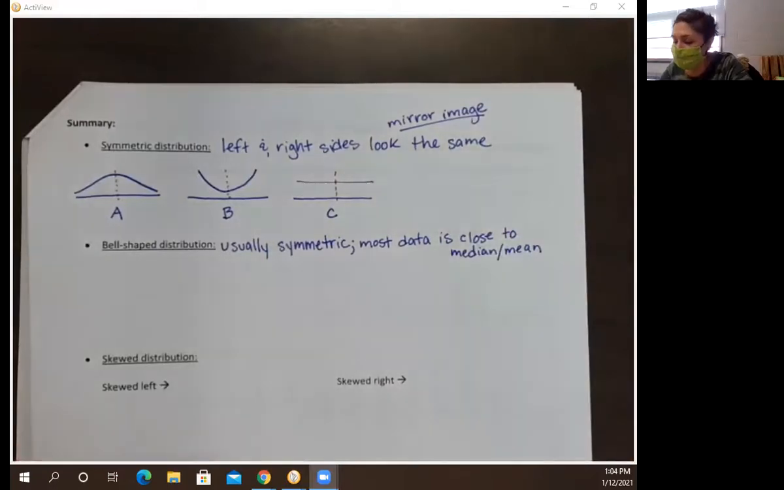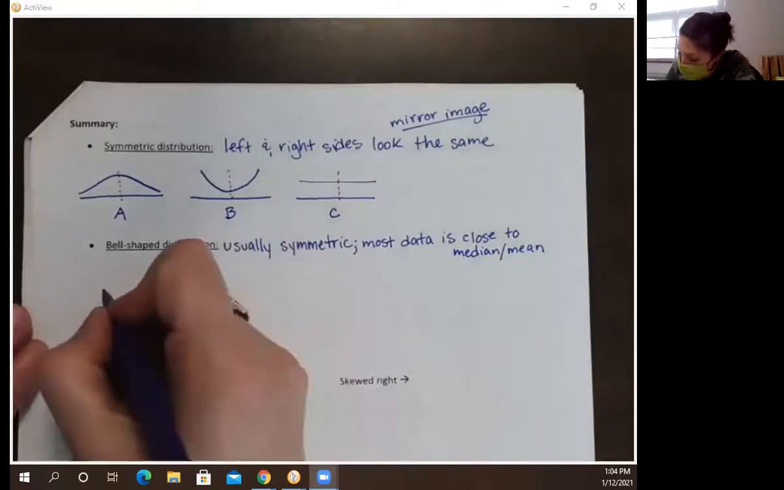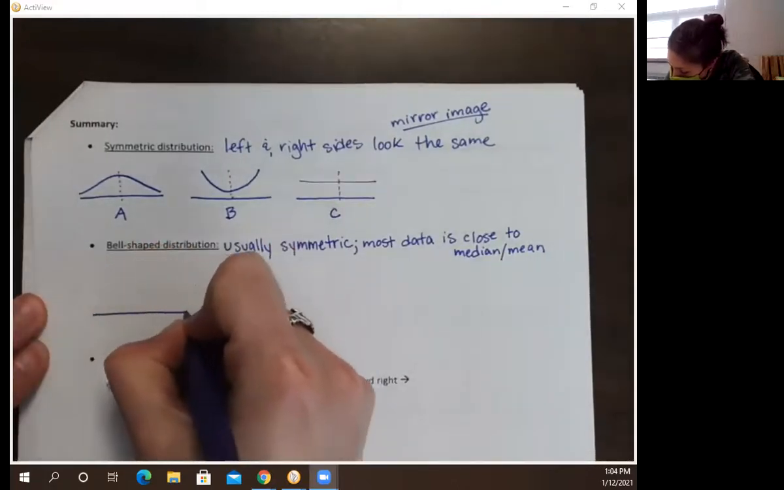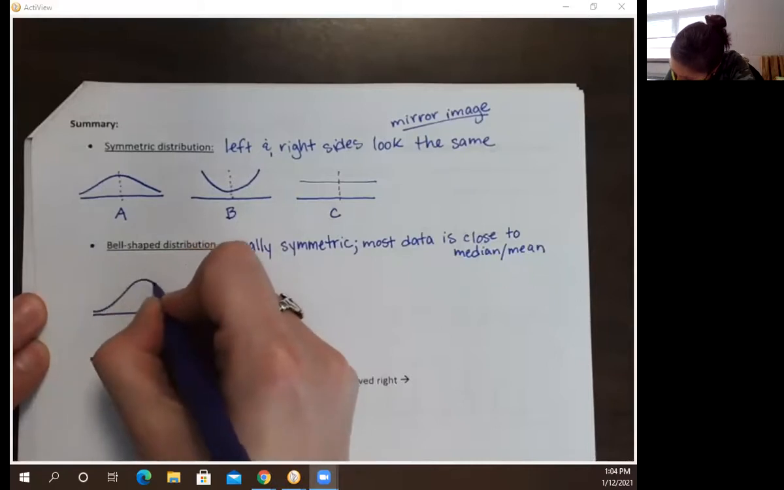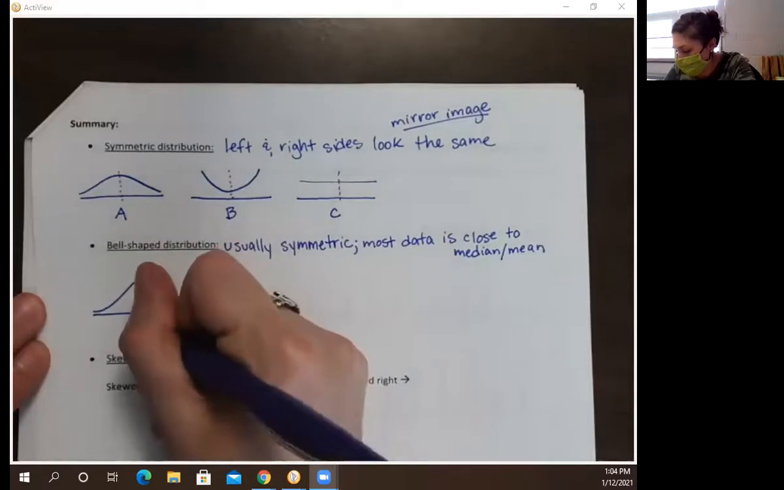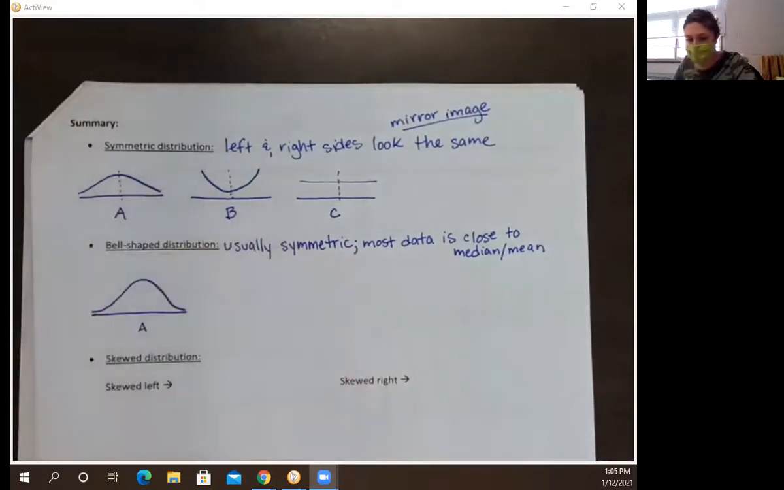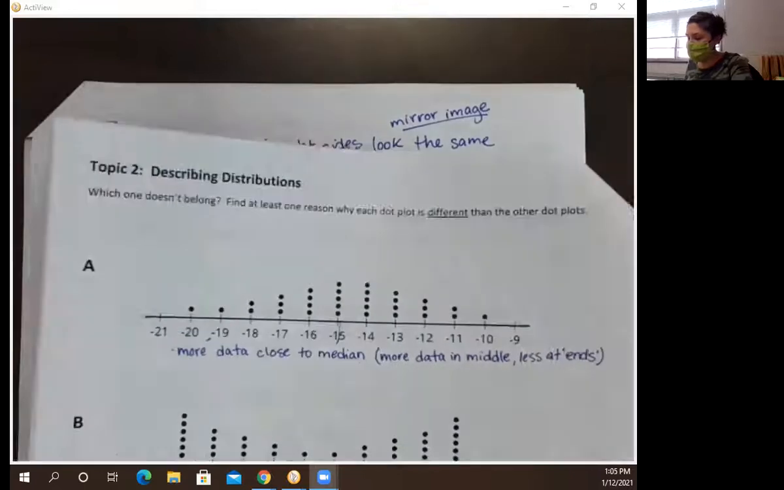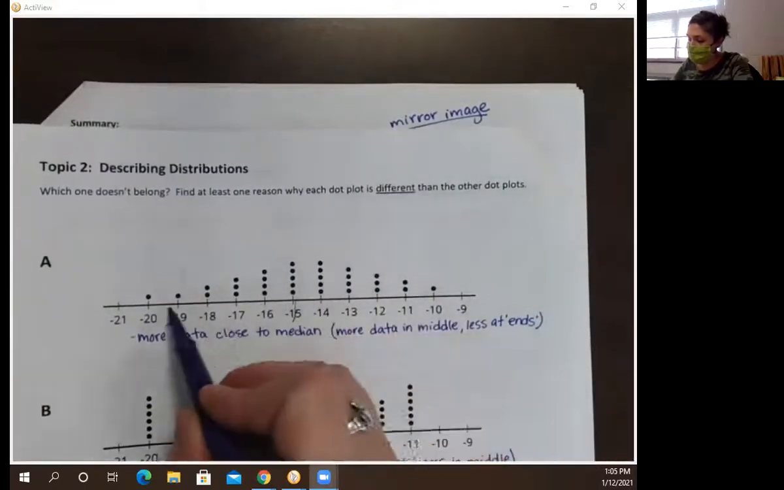For a perfectly bell-shaped distribution, which we don't find a lot in real life, usually there's a little bit of a high end or low end, or maybe a slight skew, but in a perfectly bell-shaped distribution, the mean and the median will be the same. And it would look like this, which is, again, similar to A. This is what we would call a bell-shaped distribution.